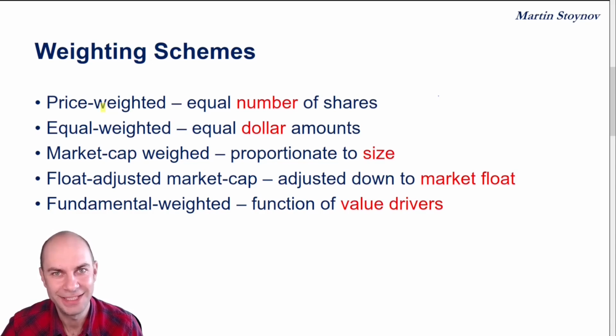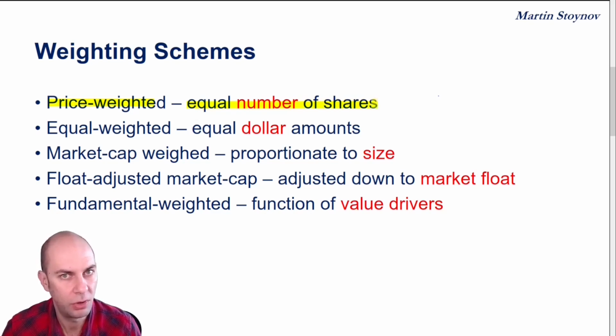So first, let's try to understand the assumptions behind each of the weighting schemes. The first one is the price weighted. Think about the Dow Jones 30. In this particular scheme, we are going to assume that we are buying one share in each of the constituent companies. Or another way of saying this is we are buying an equal number of shares in each company.